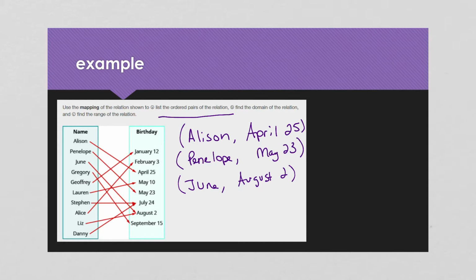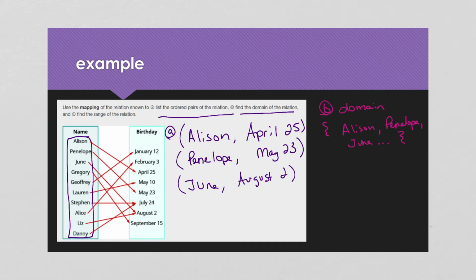Now, part B, again, keep in mind I didn't finish that, all right? So on part B, it says find the domain. The domain is simply every one of these people's names, okay? So on the domain, we would list all the names. So Allison, Penelope, June, and I'm not going to finish, but you get the idea.